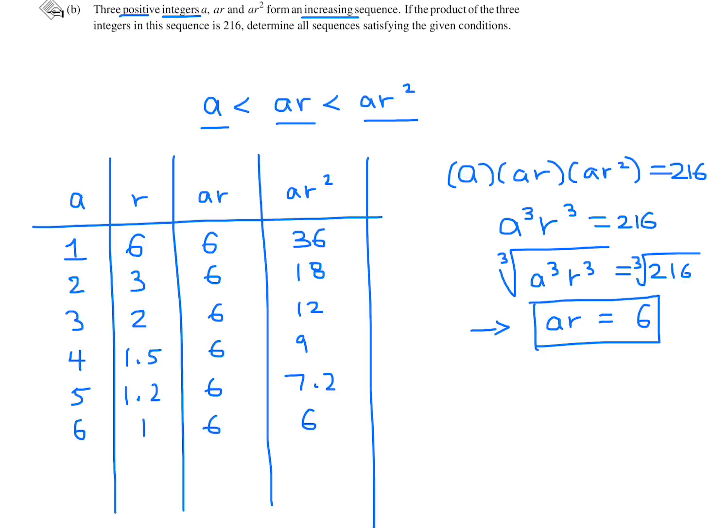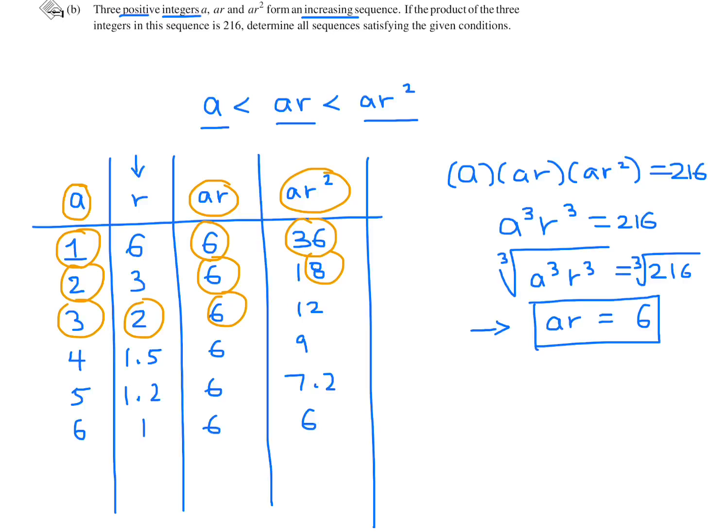But we don't really care so much about r. We really care about ar squared and ar, basically. We want to see which combinations give all three integers. Well, this one gives us all three integers, and this one does as well. When a is 3, we get integers. And I think 4, I think that's it.